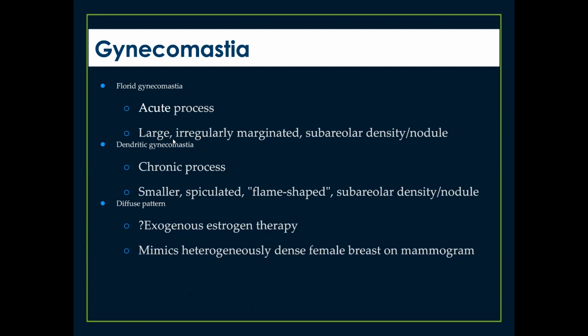Florid being acute, usually somewhat larger, and also somewhat more nodular. Dendritic being more chronic and smaller. We see that typical flame-shaped appearance, which can also be somewhat nodular. And then the diffuse pattern. With the diffuse pattern, it's worth asking the patient if they have been taking exogenous estrogen therapy, because that would correlate well with the appearance there on the mammogram.